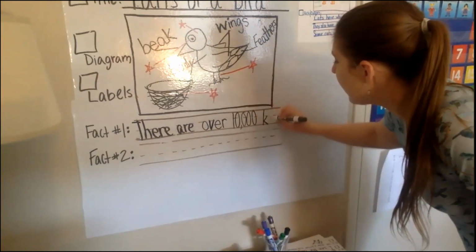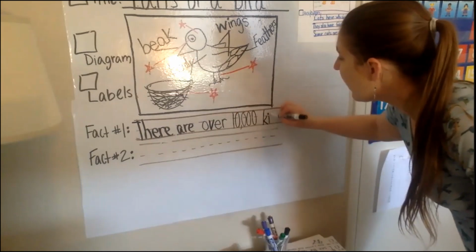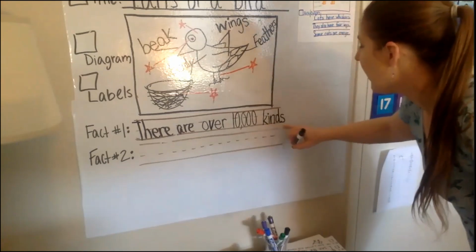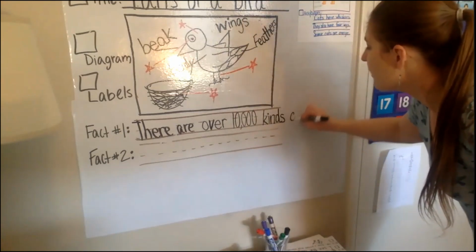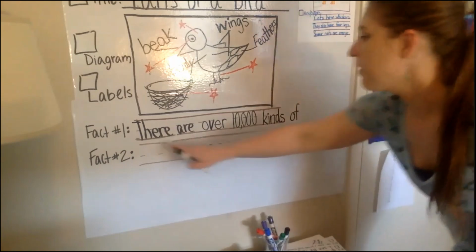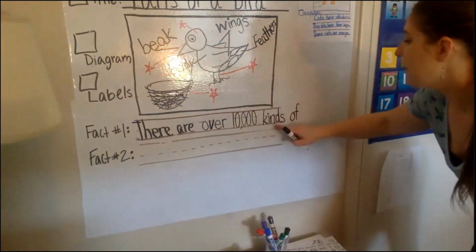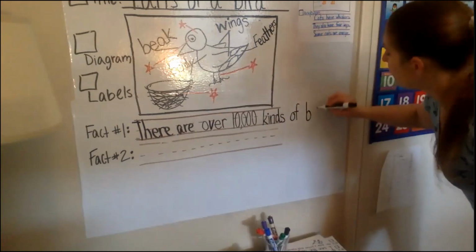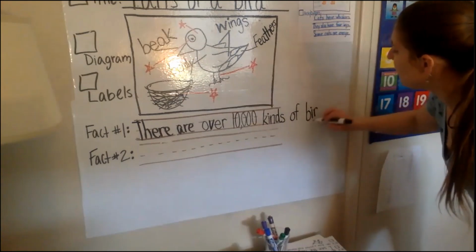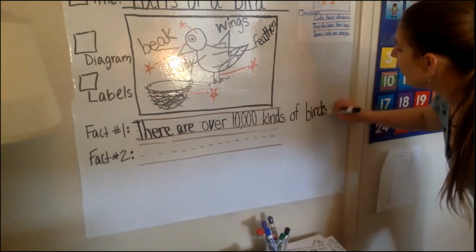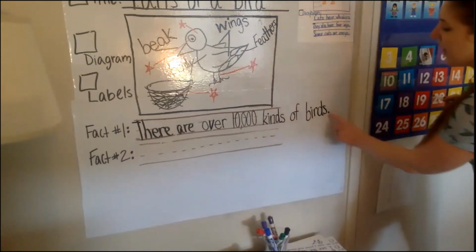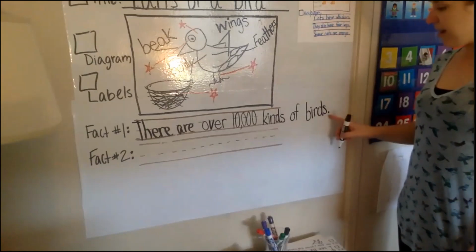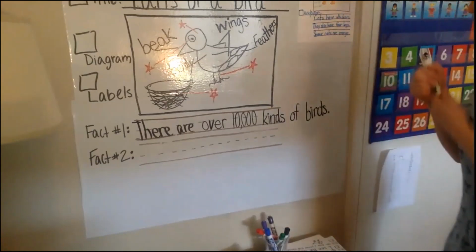Kinds starts with a K. Kinds of, there's a sight word. There are over 10,000 kinds of birds. B-I-R-D-S. And we end our sentence with punctuation, with a period, because that thought is all done now. So we have to add the period to the end of the sentence.